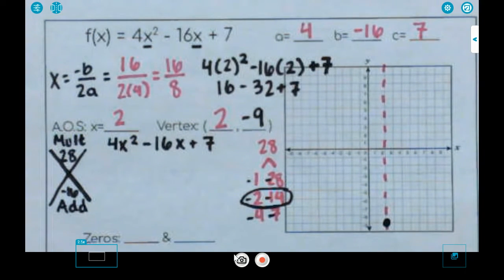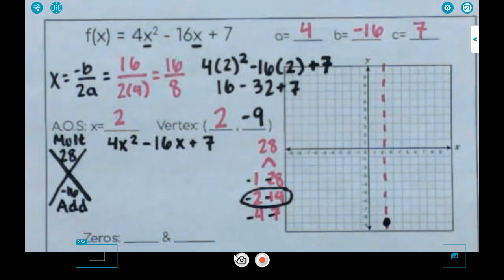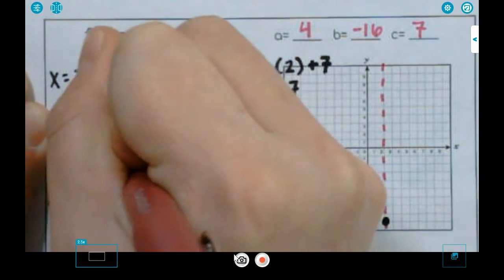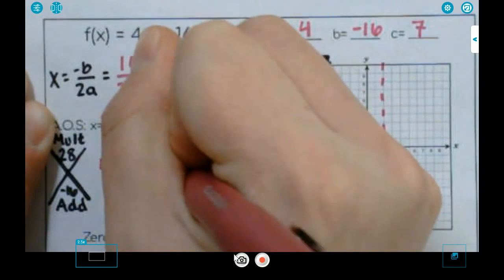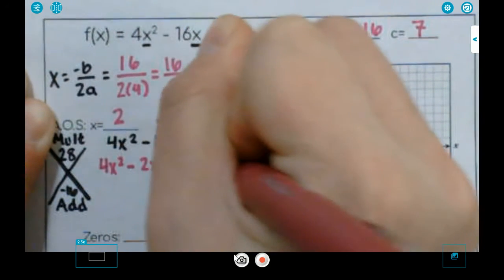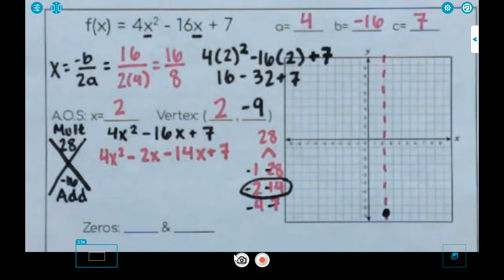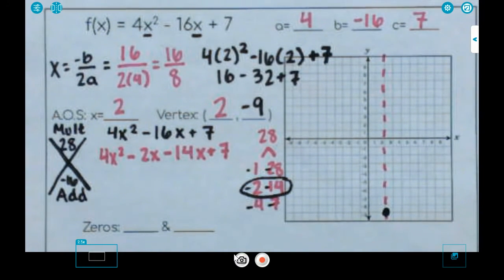I now use those two numbers to split up my minus 16x. So I now have 4x squared minus 2x minus 14x plus 7. And that is what I'm going to factor by grouping. Okay. Any questions right now?